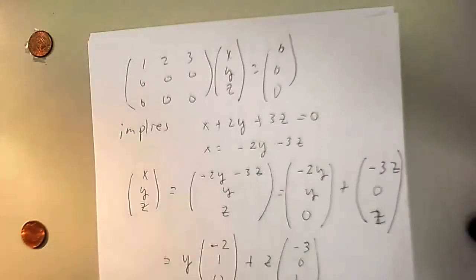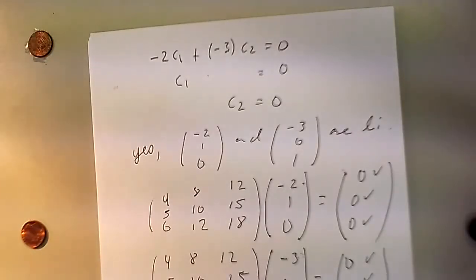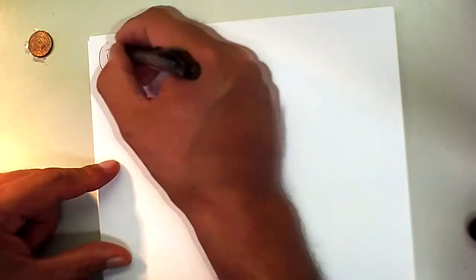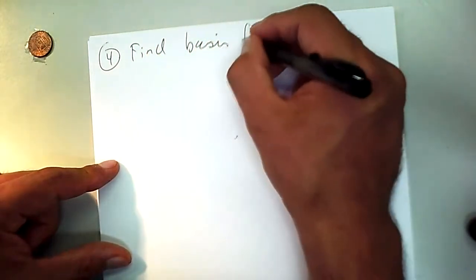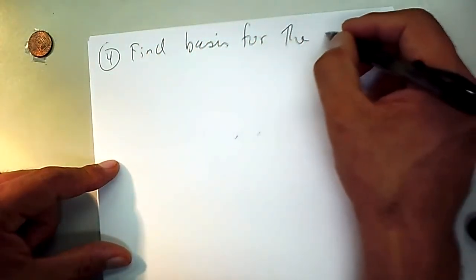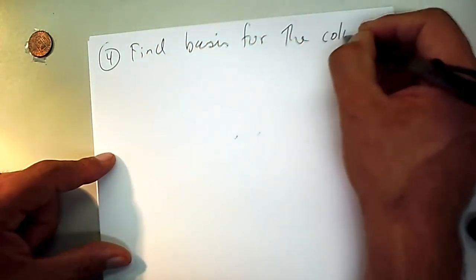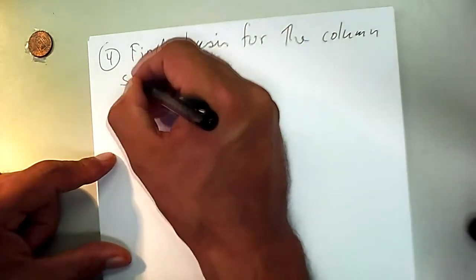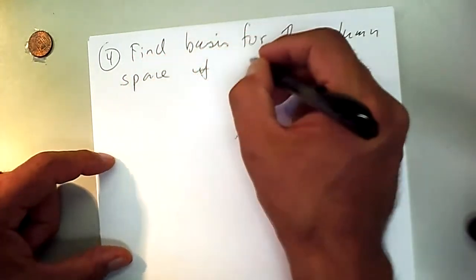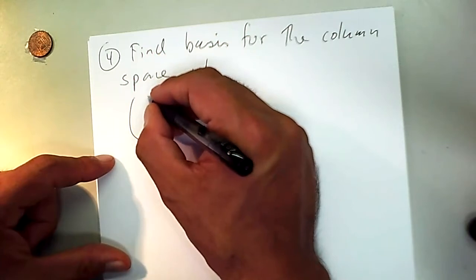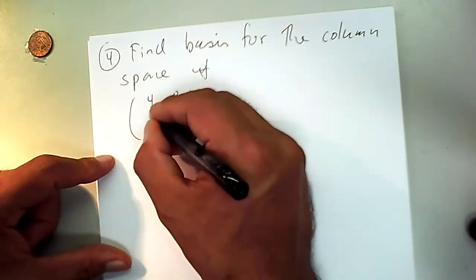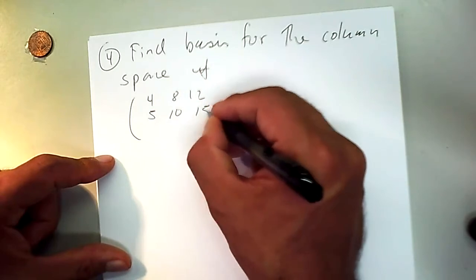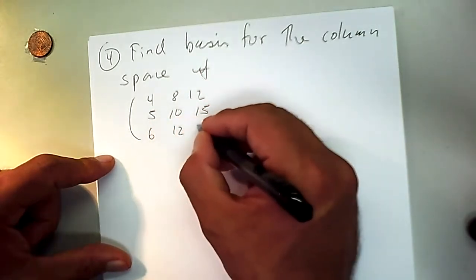Let's find a basis for the column space. So example 4, find a basis for the column space of the matrix. I think I already memorized it: 4, 8, 12, 5, 10, 15, 6, 12, 18.